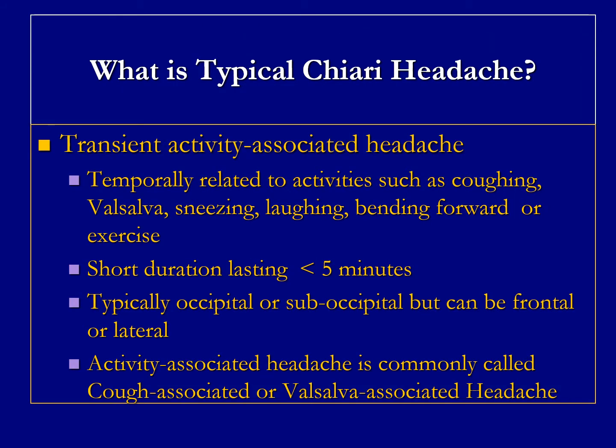What is a typical Chiari headache? A typical Chiari headache is a transient activity-associated headache. It is temporally related to activities such as coughing, Valsalva, sneezing, laughing, bending forward, or exercise, and it is of short duration. Now, this is the definition coming from the International Headache Society. So it is of short duration, like less than 5 minutes. The person does not have any headache, then they cough or Valsalva or do some activity, they have headache. The headache lasts for 5 minutes, but it could last a little longer, maybe 10 minutes, 15 minutes, and then it disappears, and the person is normal again.